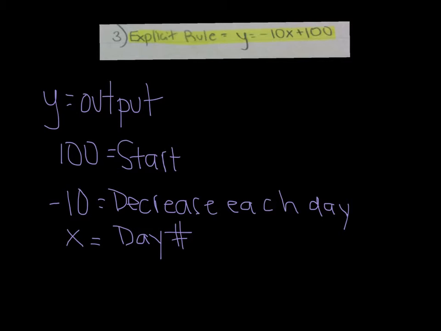For the table, the start is 100. For the x, we start at 0. And then the y is 100, and then each day you're subtracting 10, so the y is going down 10, and the x is going up 1. For the explicit rule, we have y, which is the output, which is the number of cookies there will be, and then 100 is the start, which is the number of cookies when they bought the jar, and negative 10 is how much they eat altogether each day, and x is the day number.